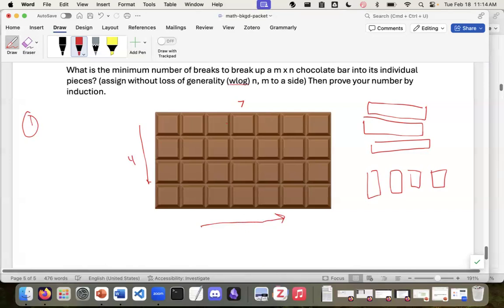So let's say I do rows first. So to get 4 rows, I have to do how many breaks? 3. 4 rows. So we look at the edges between them. 1, 2, 3. And now if I've got my rows, how many breaks? Let's take just 1 row. So I've got 4 individual pieces of chocolate now. How many breaks does it take to break just 1 row into the individual pieces?